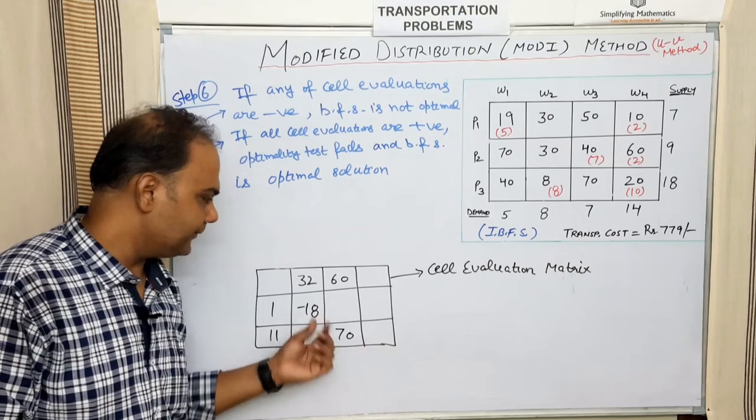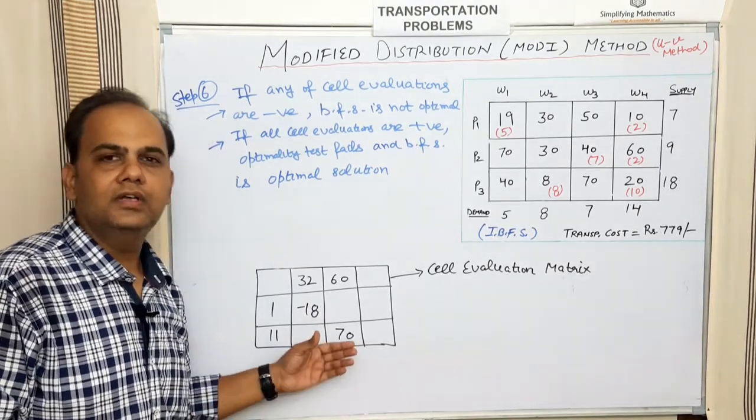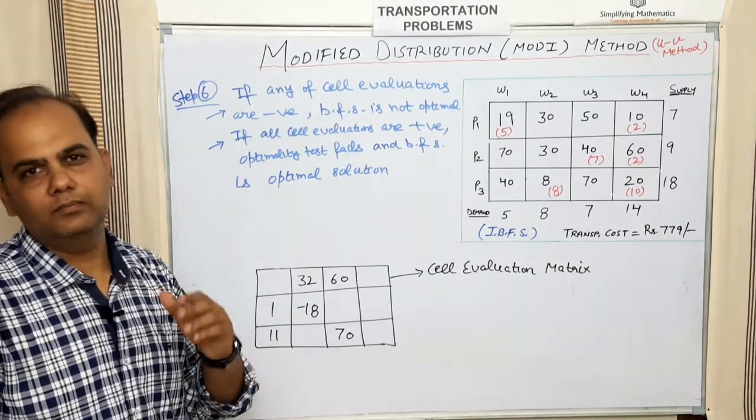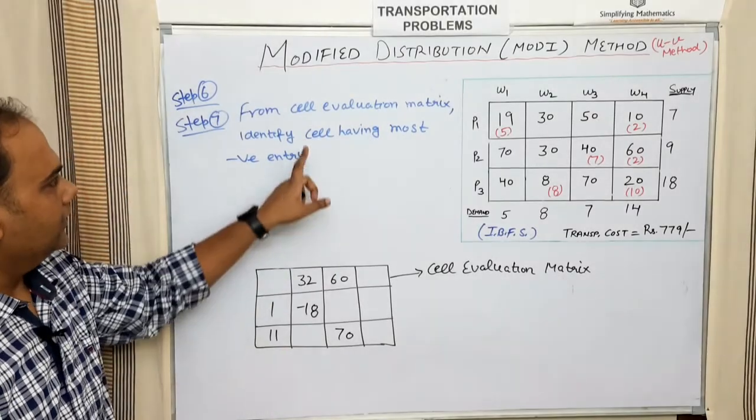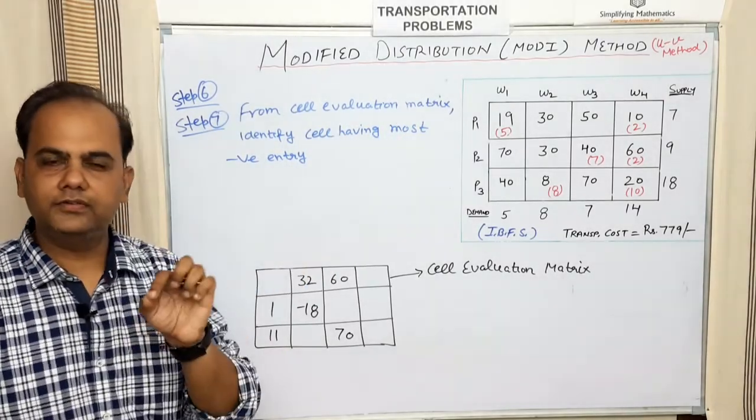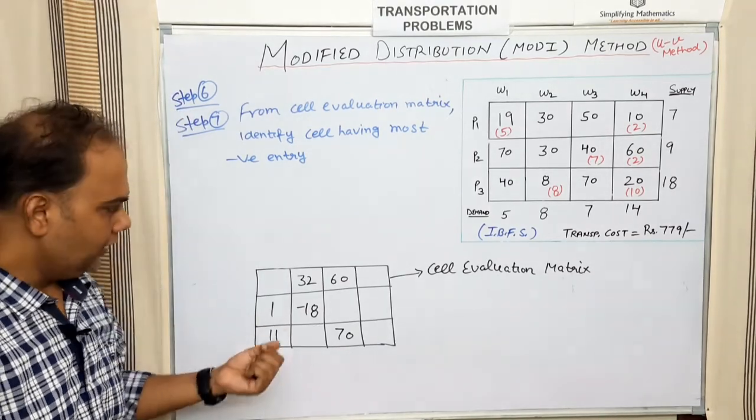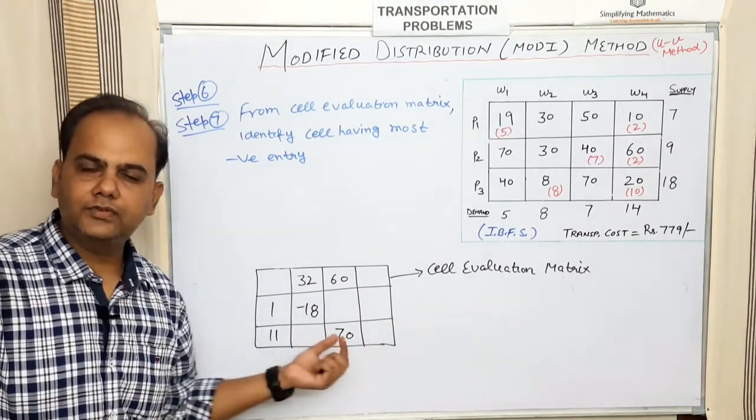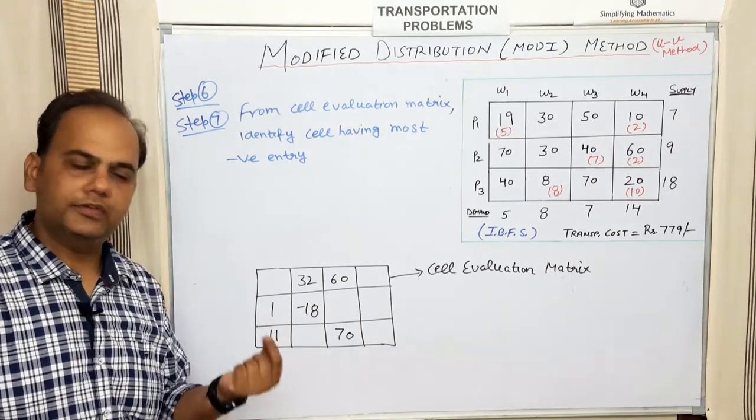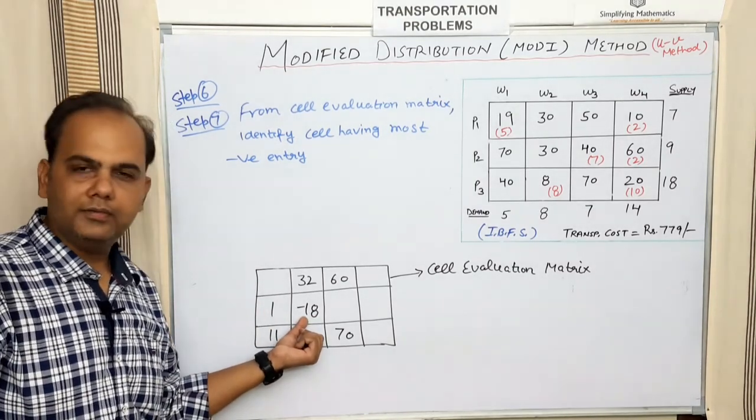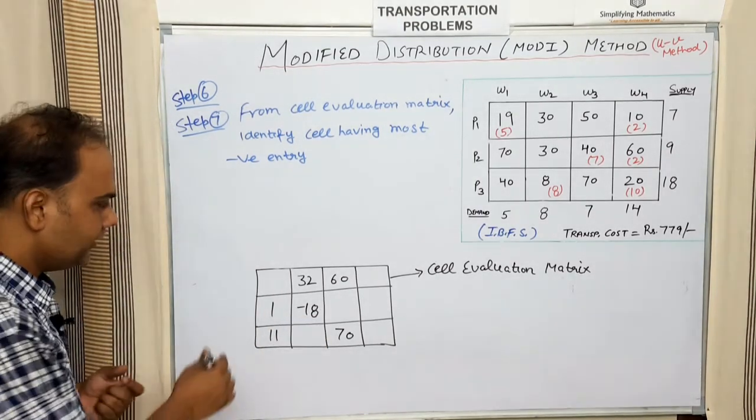But in this case we are getting one negative value, so therefore the test will move further. Now the next step is that from the cell evaluation matrix you have to identify the cell having the most negative entry. Now this is a cell evaluation matrix, so which value is the most negative? That is minus 18. And what is the cell number?